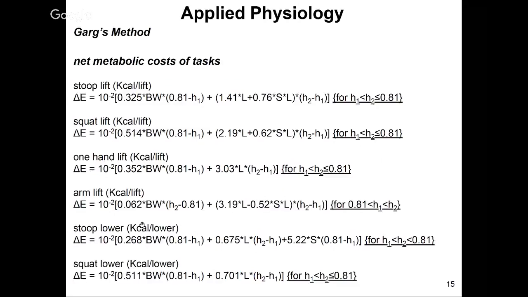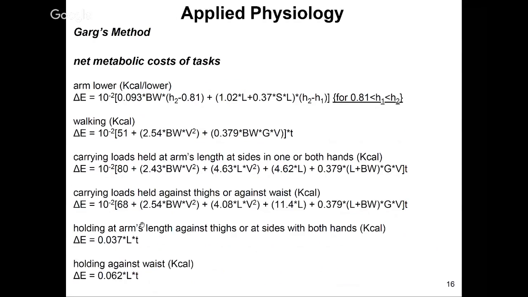So, let's see. I want to check and make sure there are no other terms that we didn't cover, because some of these have different things depending on what you're doing. I don't see any. Oh, here we do have some: G and V. G is grade for walking surface, and V is speed of walking. So any that are carrying or walking are going to have that V as well as the G term in there. I think that covers everything. Oh, and then time.